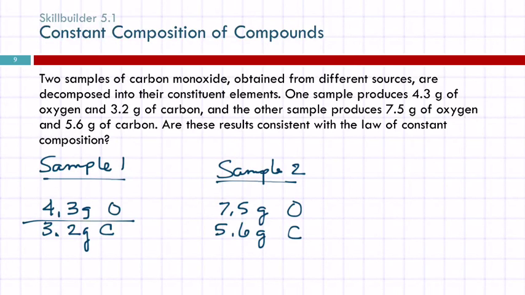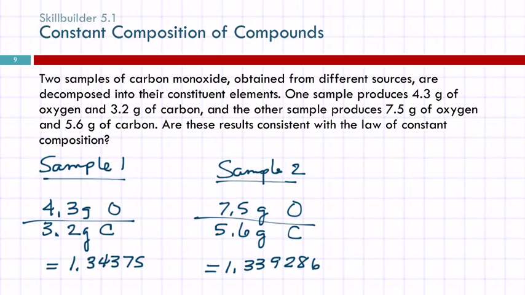Okay, so what would 4.3 divided by 3.2 equal? Well, that is 1.34375. And let's do the same ratio over here. 7.5 divided by 5.6 equals 1.339286. Are those exactly the same? Not exactly. Are they really close? Yeah.